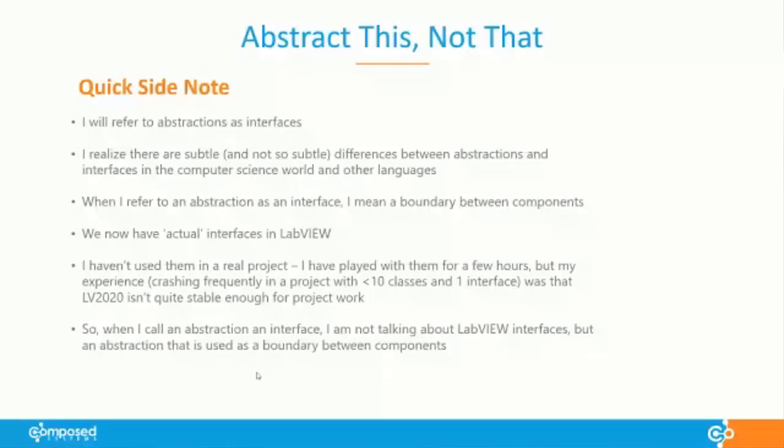My actual uses of interface, because I'm assuming I'm going to get questions about how you use interfaces. My use is I've played with them for a couple of hours. In those couple of hours, LabVIEW crashed probably almost every 10 minutes. When I was trying to rearrange class hierarchies, change inheritance of interfaces, it just wasn't stable enough for me to consider using LabVIEW 2020 for real project work. Hopefully it gets there because I think they will be pretty useful. But just for the moment, know that when I call an abstraction interface, I'm not talking about LabVIEW interfaces or necessarily the true computer science term interface. I'm talking about it being a boundary between components.